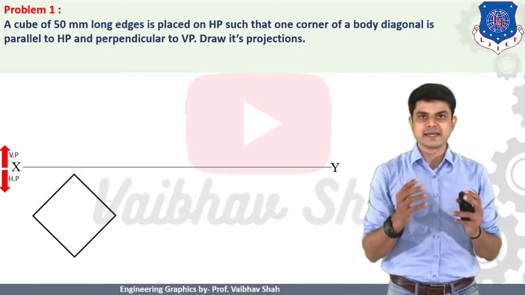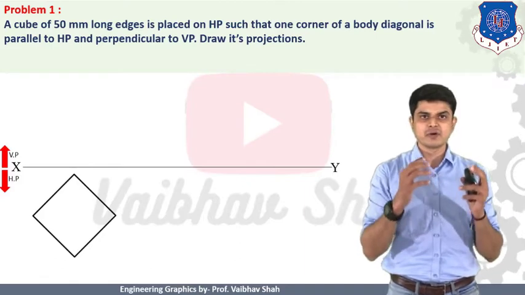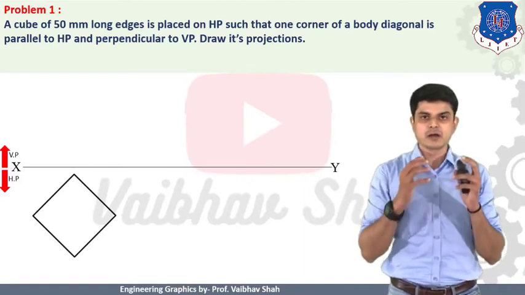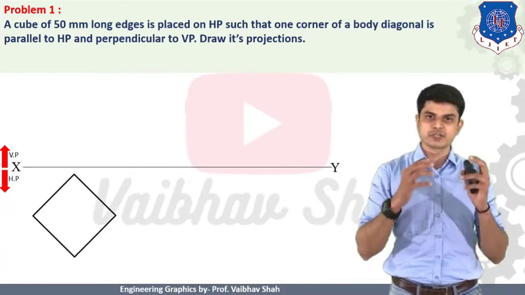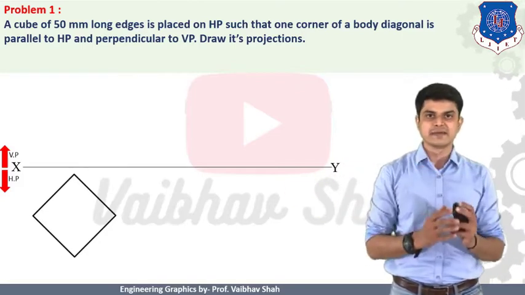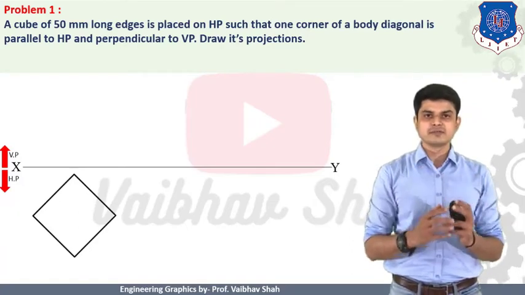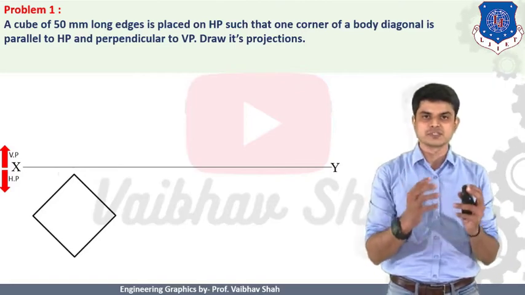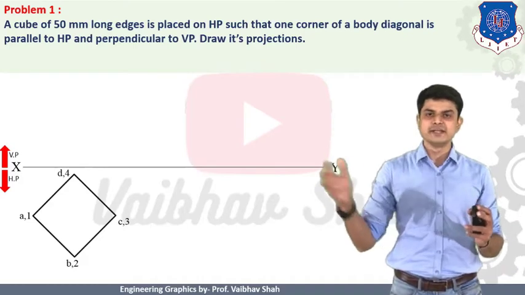So as it is said that the cube is placed in such a way that one of the corners of the body diagonal is parallel to it. So we are talking about a cube with one of its corners. That's why we have put our cube on HP resting on one of its corners on the right hand side. After drawing this cube, we should define its corners by giving the notation or numbering. Now we can give the numbering like this: A1, B2, C3, D4.